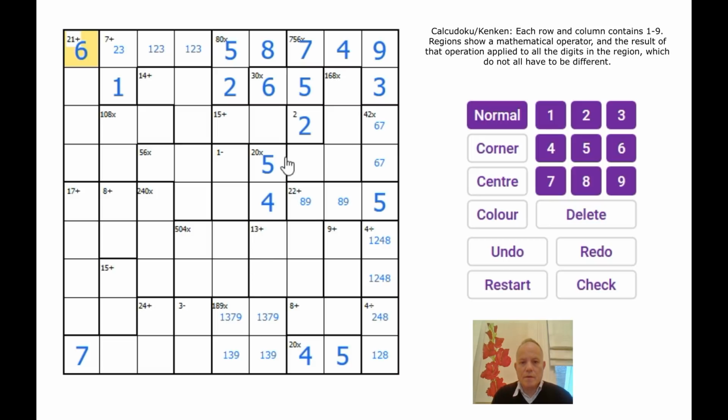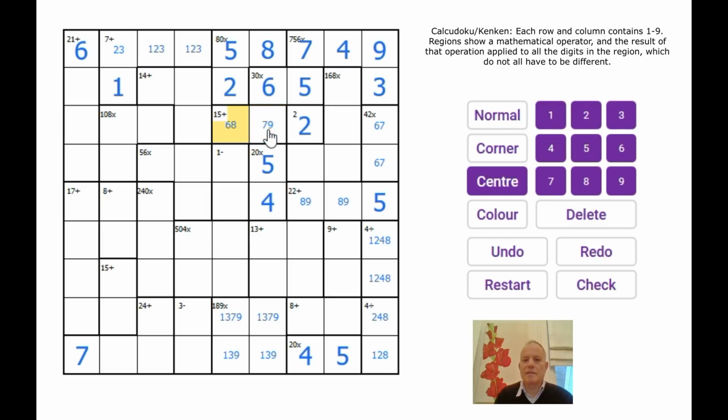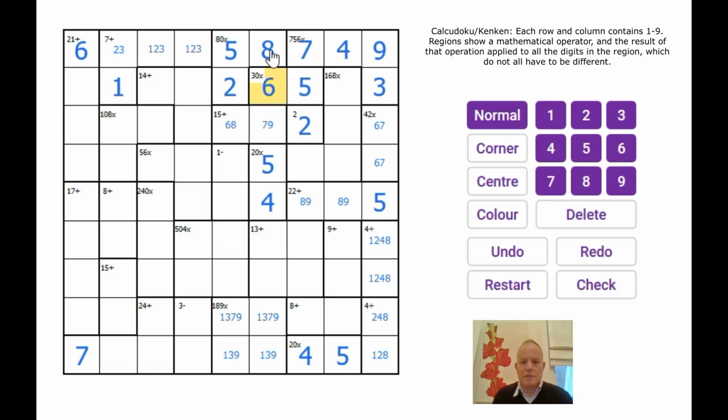Where else can we go? This 15, there are 2 possibilities. Could be 7 and 8 or 9 and 6. These two narrow those down to those combinations. Now what about 168? That is 8 times 21, so 7 times 24. There's got to be a 7 in it, which is quite interesting in its own right. 24 can be made up in various ways though.